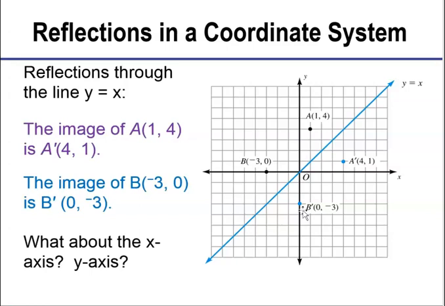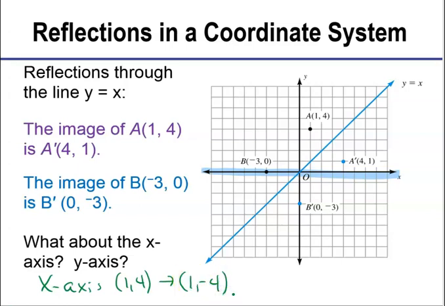But that brings me to the question, what about the x-axis or the y-axis? So first, let's reflect (1, 4) through the x-axis. Remember we talked about that, the x-axis is right here. Let's draw it on there so you can clearly see this is the x-axis. If I reflect (1, 4), it's going to go on the other side, and it's going to be (1, -4).